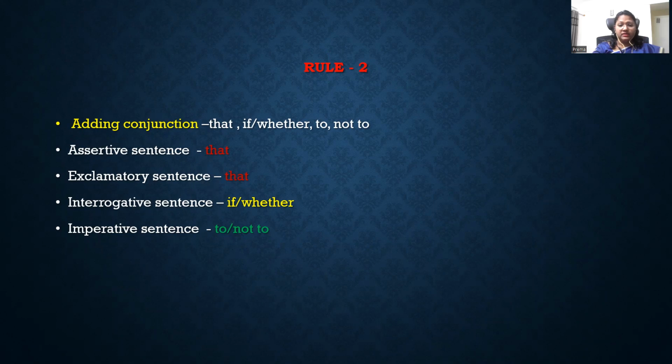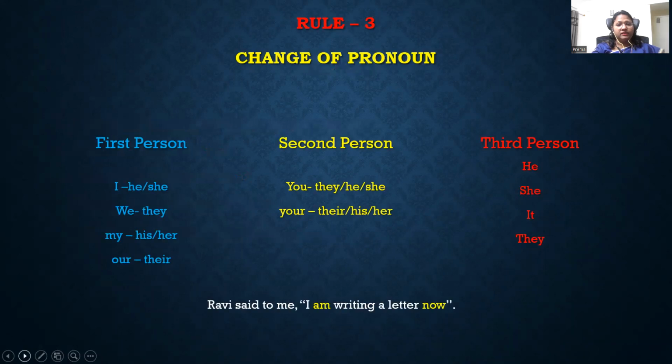If the given sentence is positive, we should use to. If the given sentence is negative, we should use not to. Okay, so these are the different types of conjunctions we have to use when we are changing the direct to indirect speech. Okay, rule number 3 is about change of pronoun.